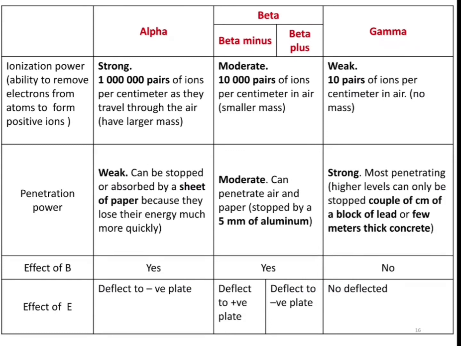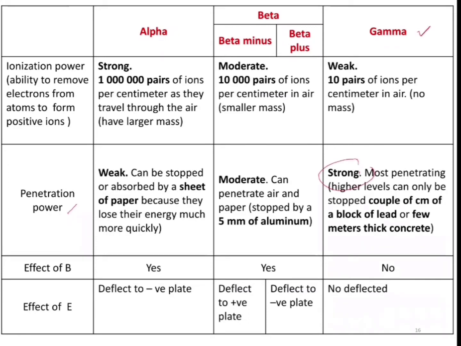Next, we look at the penetration power. Penetration power for alpha is weak. We can stop its absorption with a sheet of paper because it loses its energy much more quickly. But gamma has strong penetration power. Higher levels can only be stopped by a couple of cm of a block of lead or a few meters of thick concrete. So the penetration power for gamma is very strong.